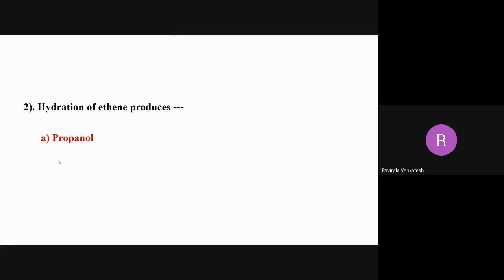We have discussed this one. Hydration of ethene produces... tell me, in the last class only we discussed this one. Hydration of ethene. What is the name you are going to get here? Ethanol. CH2=CH2 is called ethene. On doing hydration in presence of what? Acid plus water. So this is a symmetrical molecule. Add here hydrogen, add here OH.